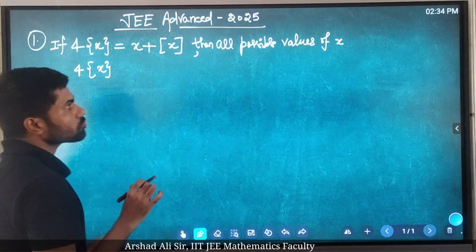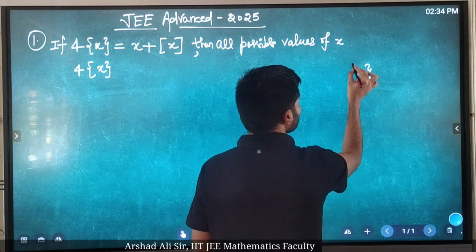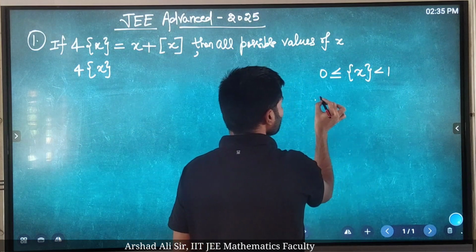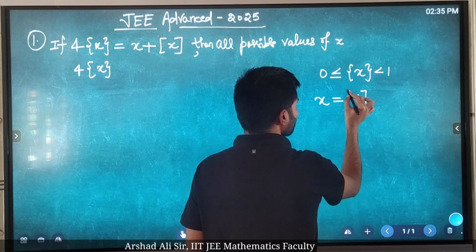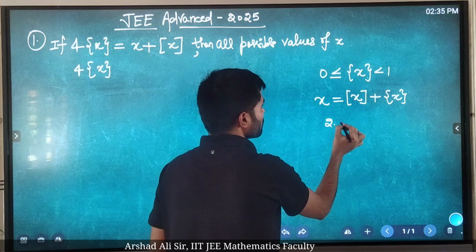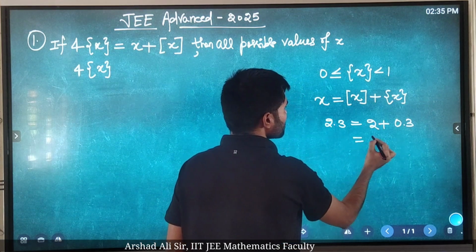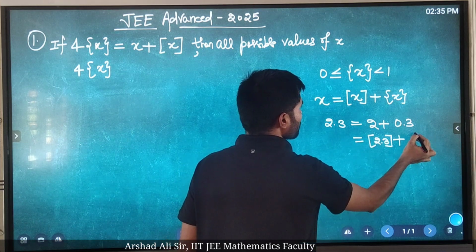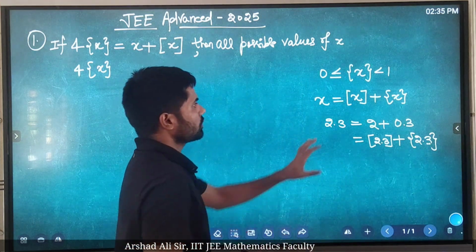Before solving this question you must know this: the fractional part of x is always greater than or equal to 0 but less than 1. And any number can be expressed in two forms: greatest integer of x plus fractional part of x. Suppose you have 2.3, you can write it as 2 plus 0.3. So 2 is the greatest integer of 2.3, and 0.3 is the fractional part of 2.3. This is the main thing.